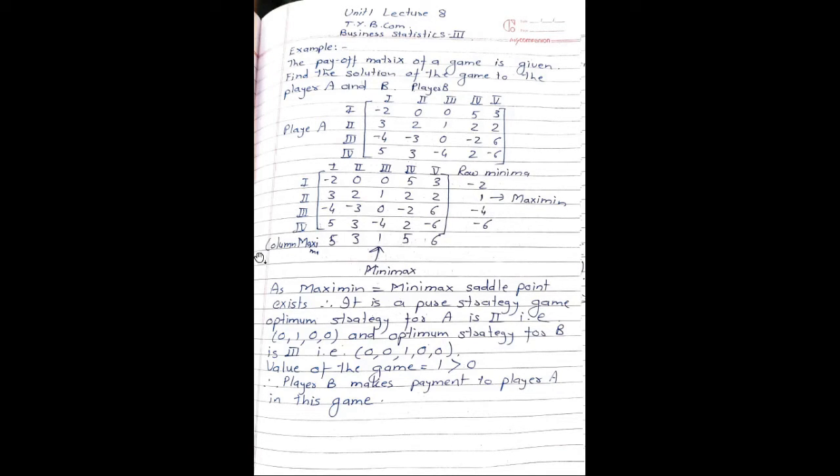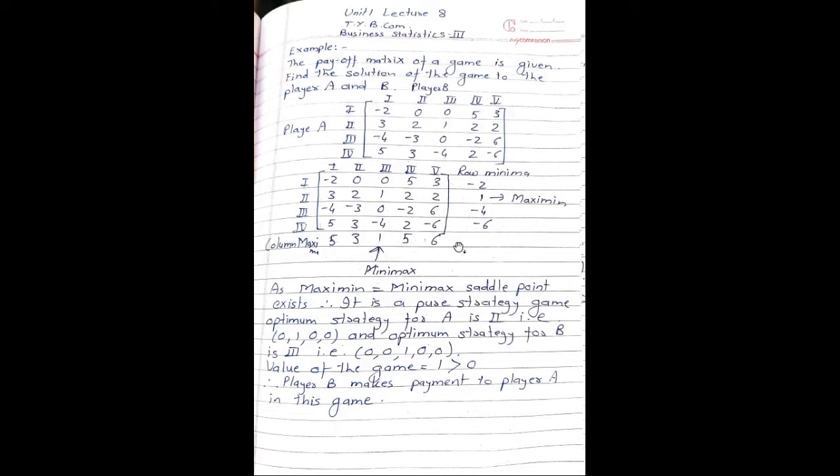Then we'll write column maxima at the bottom of the table. -2, 3, -4, 5. So maximum value is 5. 0, 2, -3, 3. Maximum value is 3. 0, 1, 0, -4. Maximum value is 1. 5, 2, -2, 2. Maximum value is 5. 3, 2, 6, -6. Maximum value is 6.